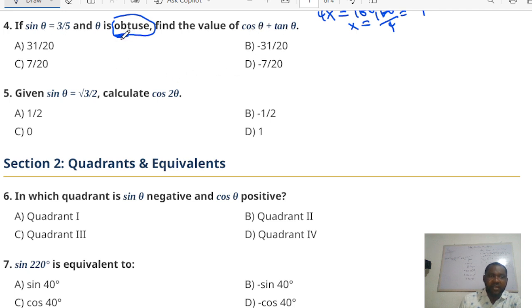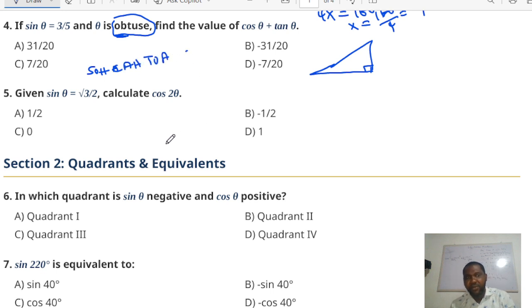Now, whenever you are given a question like this, sine theta is 3 over 5, we can represent sine theta in a right angle triangle. We use the method SOHCAHTOA. I'm sure that this is not unfamiliar. Sine equals opposite over hypotenuse. Cosine is adjacent over hypotenuse. Tangent is opposite over adjacent.